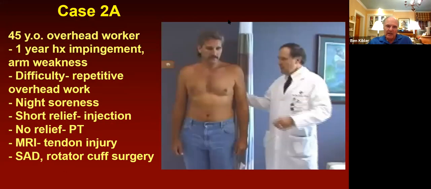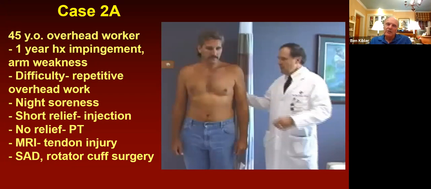So here's a good case of a worker, once again, a 45-year-old worker with a 1-year history of impingement. He's got arm weakness. He can't do this all the time because he hurts through there. He has nighttime soreness, once again, pointing more toward rotator cuff problems. He got an injection in the subacromial space, a little bit better. No relief by any type of physical therapy, but most of the therapy was the Job exercises, the long lever arm way out in front.